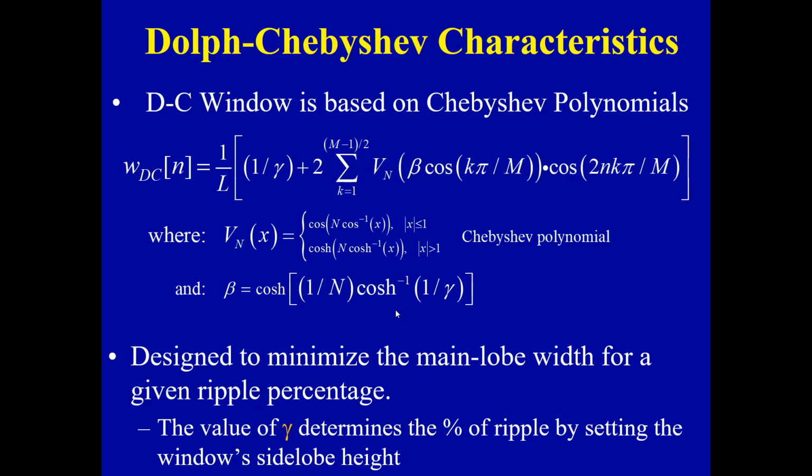The conceptual design of a Dolph-Chebyshev window is that it's an optimal window that minimizes, in this case, the main lobe width for a given ripple percentage. So kind of the opposite of the Kaiser window. The value of gamma determines the percentage of the ripple by setting the window's side lobe height.